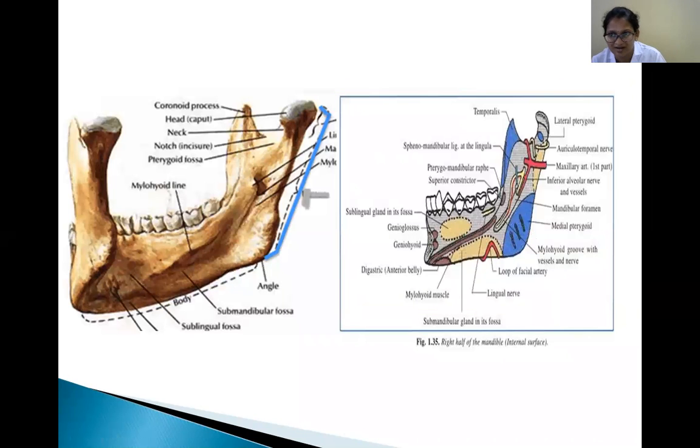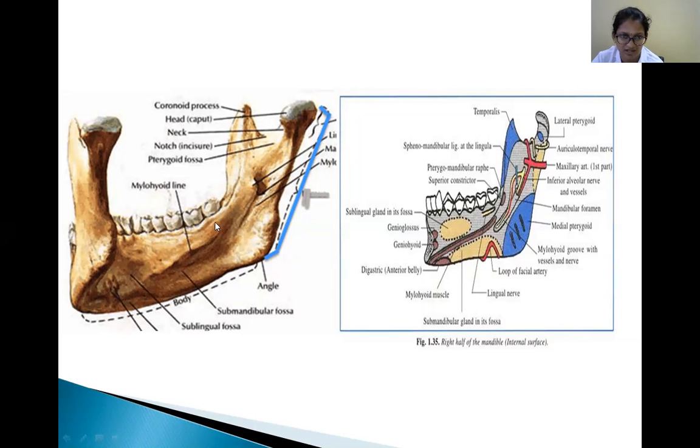Next, coming to the ramus. This is the ramus of the mandible, which projects upwards from the body. The body is one, whereas the rami are two for the mandible. The two rami project on either side of the body, upwards. The shape of the ramus is rectangular or oblong.